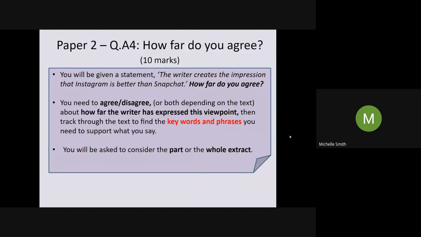You need to make sure that you quote keywords and phrases to support every single point that you make. Remember, no quotes, no marks. And you may be asked to consider just part of the extract, like we were, the first 5 paragraphs, or the extract as a whole. And it's a 10 marker. It's an important question.